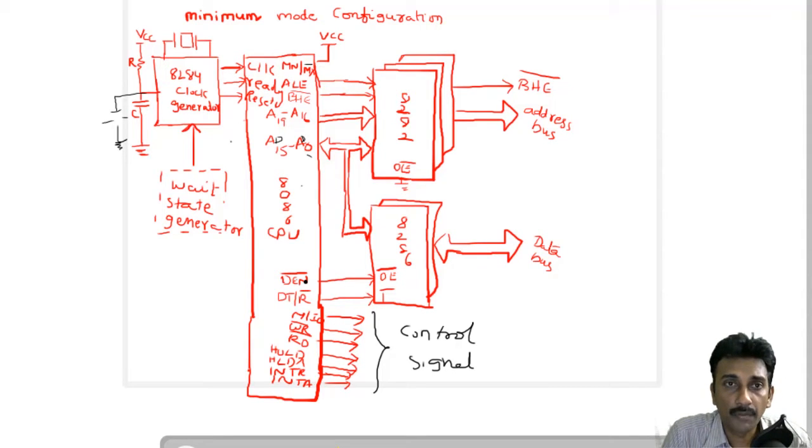In this episode, I will teach you the minimum mode configuration. There are two types of configurations: one is minimum mode configuration and the other is maximum mode configuration. Now we will have a look at the minimum mode configuration. The typical block diagram of this minimum mode configuration is like this.